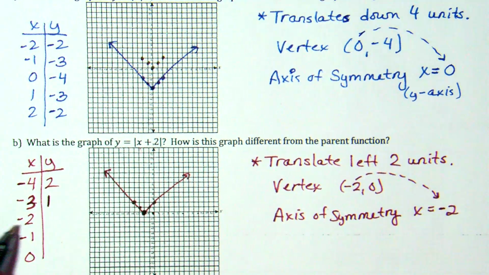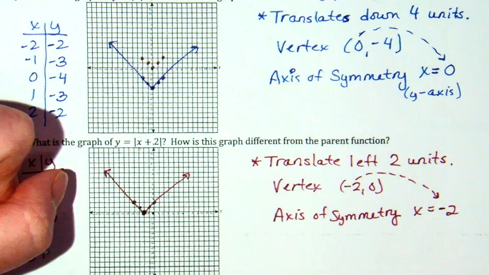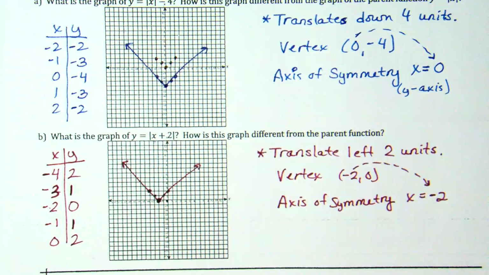So -3. -3 plus 2, negative 1, absolute value of negative 1, positive 1. Negative 2 plus 2, 0. Negative 1 plus 2, 1, absolute value is 1. And then 0 plus 2, 2, absolute value 2. Do those match up with the points in my V? Yeah, if you've gotten 6, you should be concerned because did we ever go 6 high? We did not.